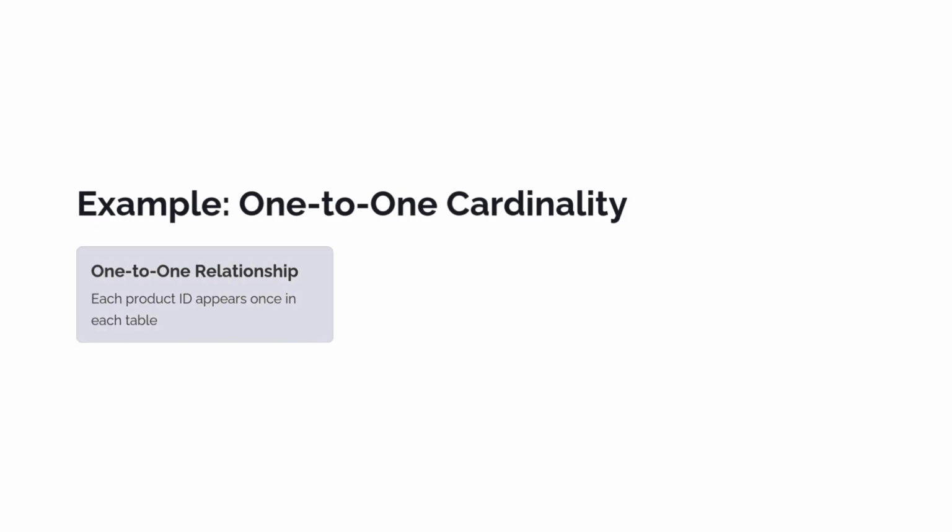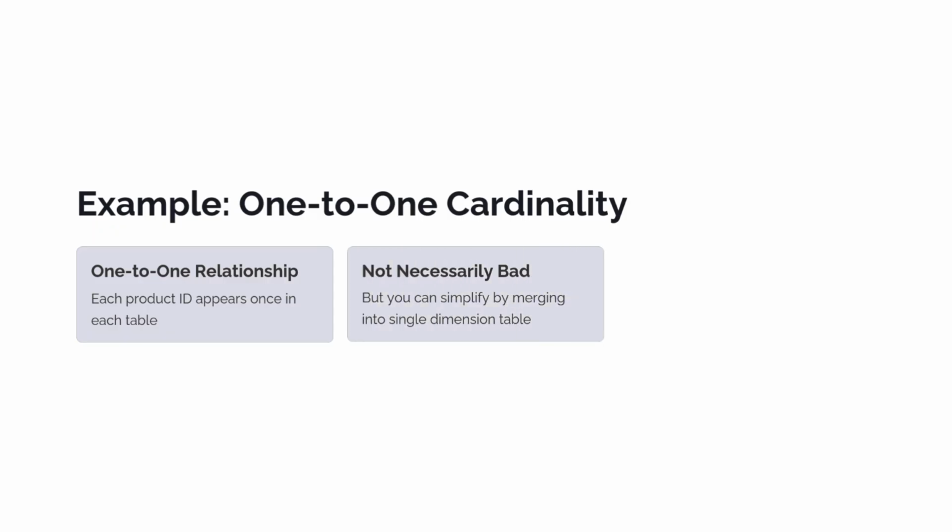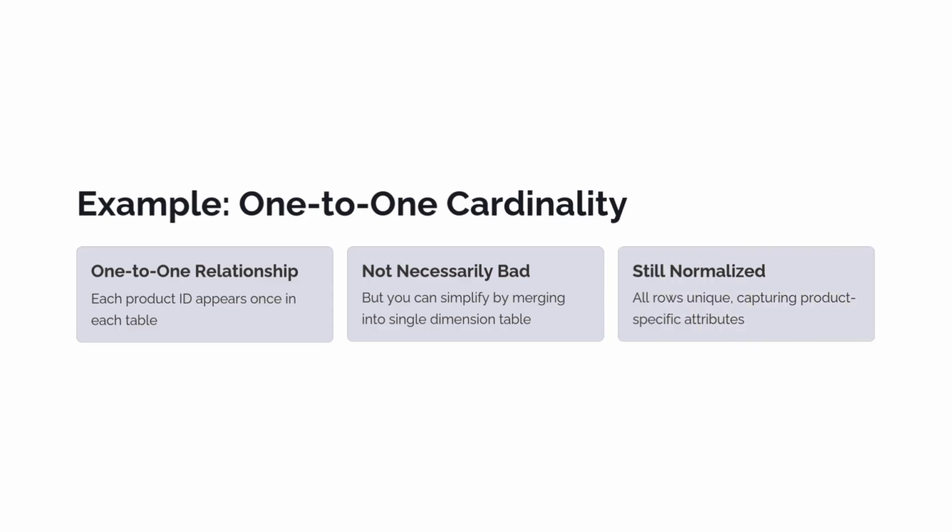Here we have an example of a one-to-one relationship. Each product ID appears exactly once in both tables. However, when both tables contain unique attributes, it may be better to merge them into a single dimension table. One-to-one relationships are less common and usually indicate an opportunity to simplify the model.